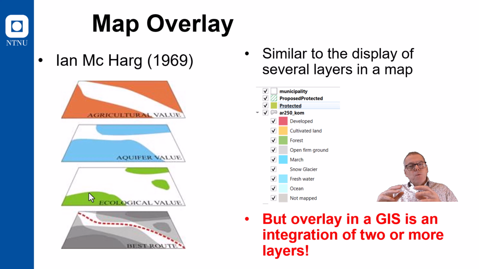And this is also what overlay in GIS does. It is an integration of two or more layers. It's not just putting one on top of each other. So often just having a list of layers in the content menu or the layer list in your GIS is sometimes also called an overlay. But that is not any integration of the layers.